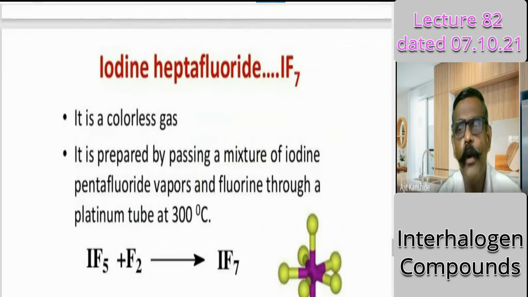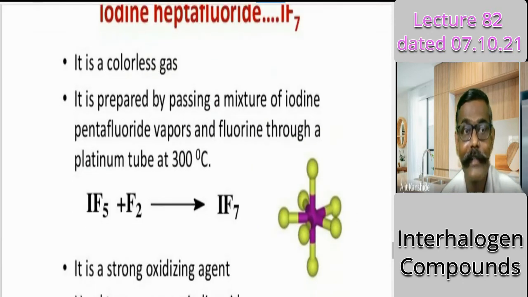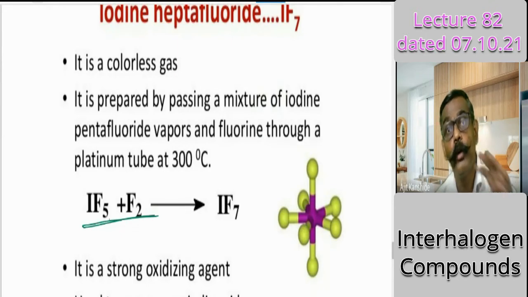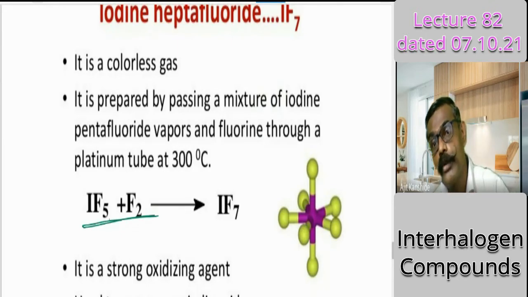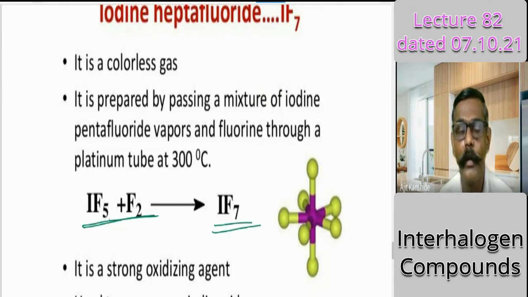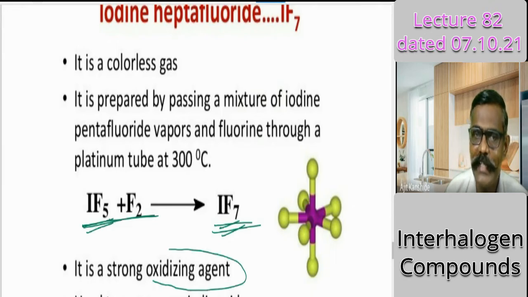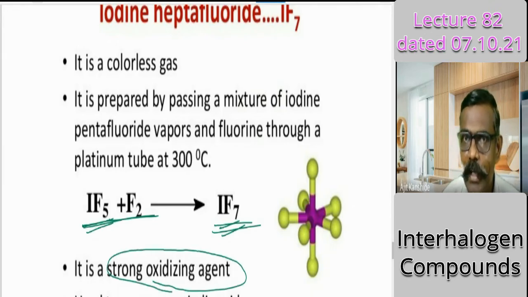See, next one, iodine heptafluoride, and its synthesis or preparation is based on the second method. What is the second method? A lower interhalogen compound will combine with a halogen to produce a higher interhalogen compound. IF5 is a lower interhalogen producing IF7. It's a strong oxidizing agent. An oxidizing agent itself undergoes reduction.